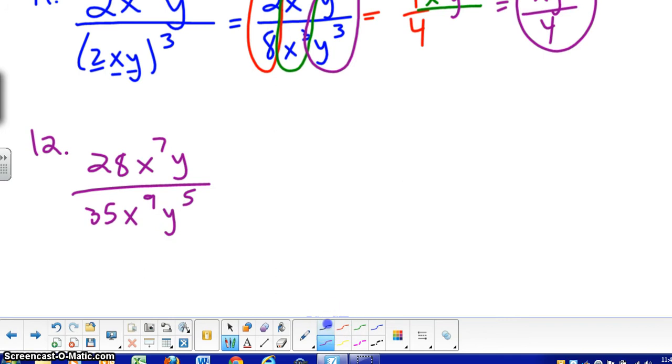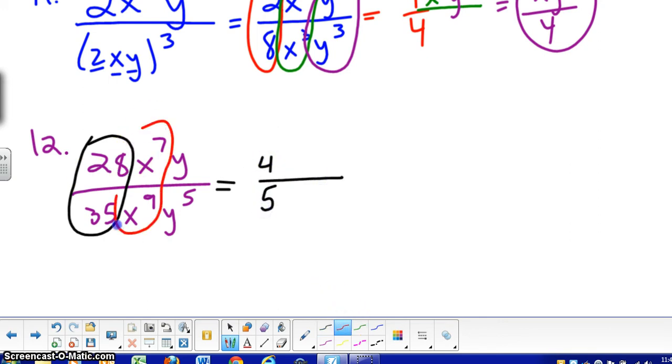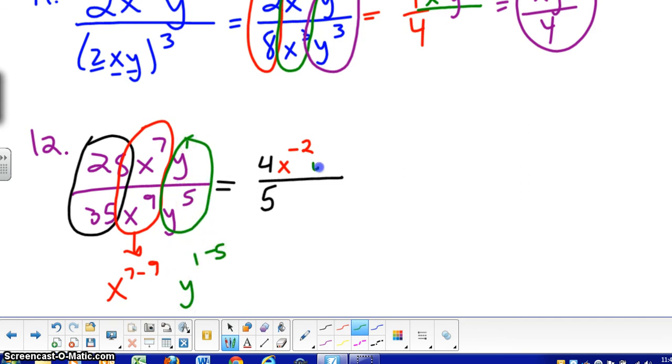Okay, so let's see how you did. The first one, those are just integers, so you're going to reduce those. And 7 goes into both of them, so it's going to leave you with 4/5. The next one, you're going to subtract those, so it's x to the 7 minus 9. So you get x to the negative 2. Again, reminder, you should have that in the numerator when you subtract. And then the last one, the y's, would be y equals 1, invisible 1 right there, minus 5. So you have y to the negative 4th.